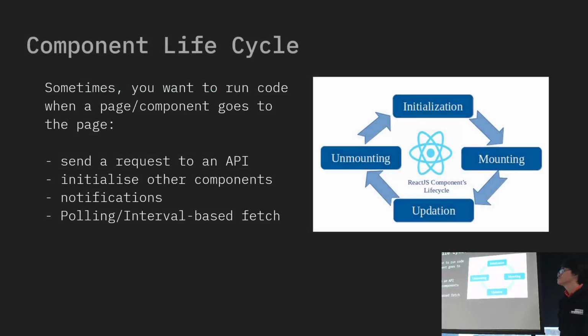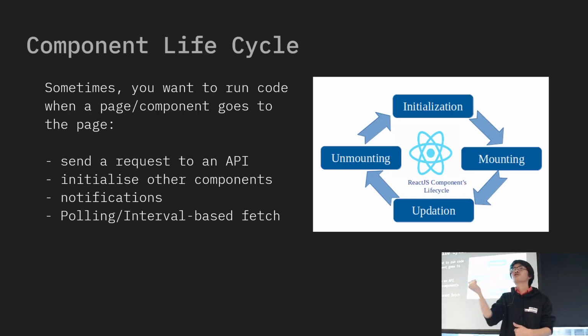Which brings us to probably one of the theory concepts of React that is good to know. Sometimes you may want to run code when a page component goes to a certain page. So let's take a look at this. With the dog pictures, what if I'm trying to get those dog pictures from a certain API, which means that if that particular page loads, I want to run some code. I want to run code that will ask for dog pictures at my server.